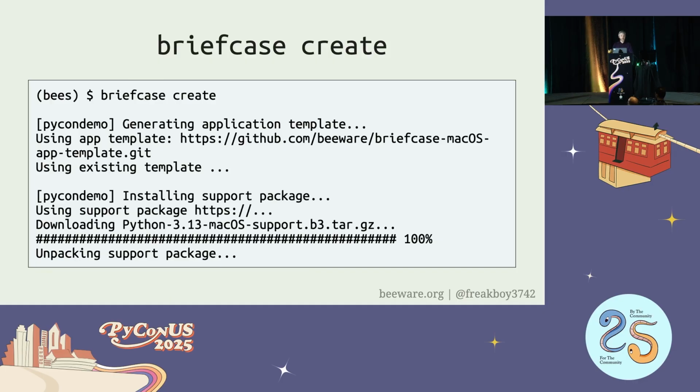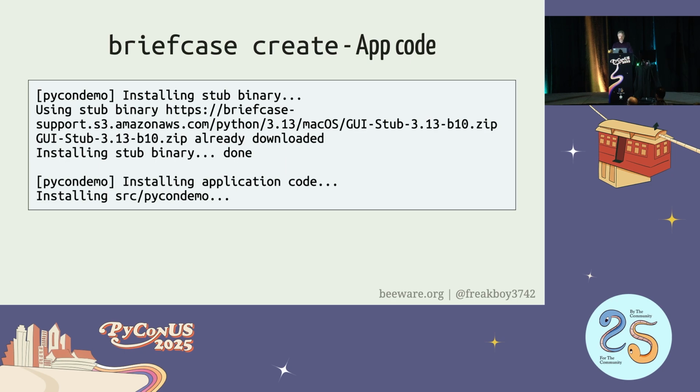Second, it will obtain a support package. A support package is a version of Python that can be embedded into your app. Whatever your platform, Briefcase will download a support package and unpack it into the application template that was just created. Then Briefcase downloads and installs a stub binary, a literal executable that can be used to start your app. Think of this as a copy of python.exe that has been hard-coded to just start your application.